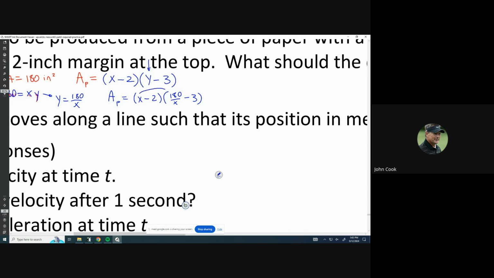I'm going to FOIL all this stuff and multiply the x's in there. So what do I get? A of x is equal to x times 180 over x, which is just going to be 180. X times negative 3 is a negative 3x. And then if I distribute in the negative 2 here, I get negative 2 times 180 over x, which is a negative 360 over x. And then negative 2 times negative 3 is a positive 6.